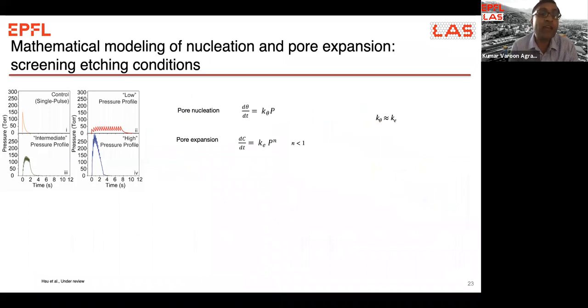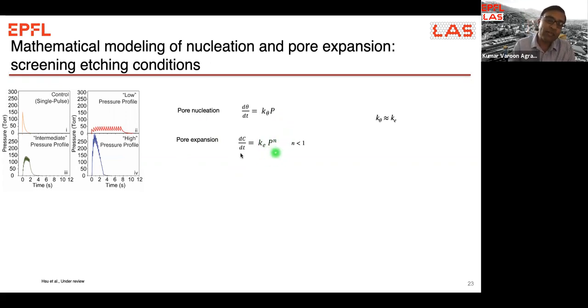More recently, we are looking at mathematical modeling of the etching that happens, that is the pore nucleation and pore expansion. The nucleation rate, you could say, is a function of the ozone pressure and the rate constant. The rate constant is the one that I explained to you before, that is the formation of clusters. And the pore expansion is proportional to the rate constant, which is the removal of CO and CO2 from the lattice, and the ozone pressure.